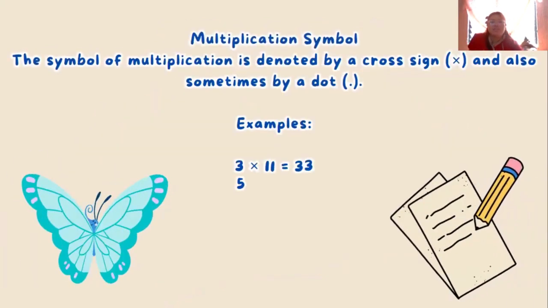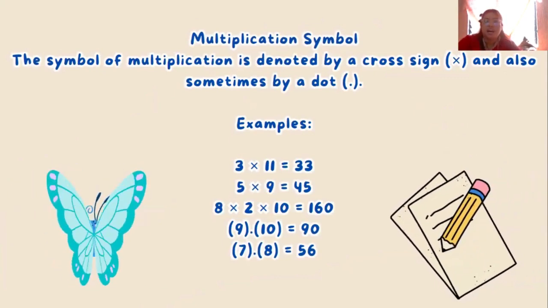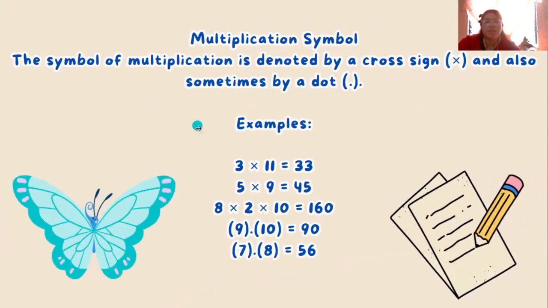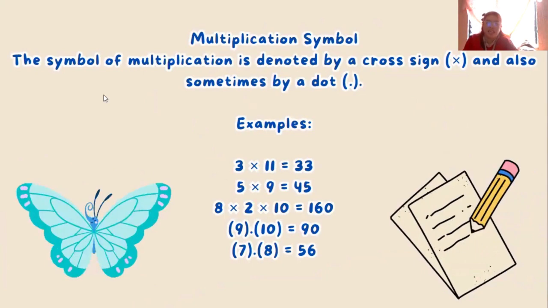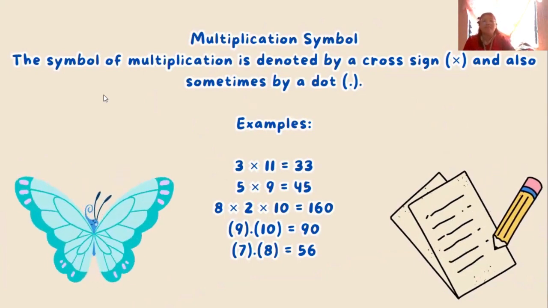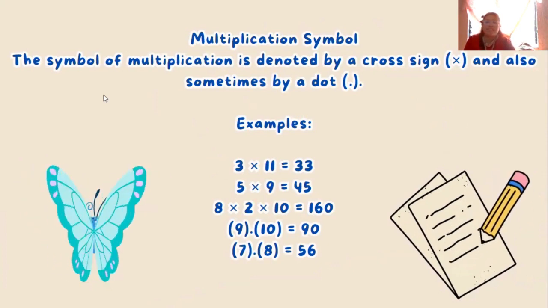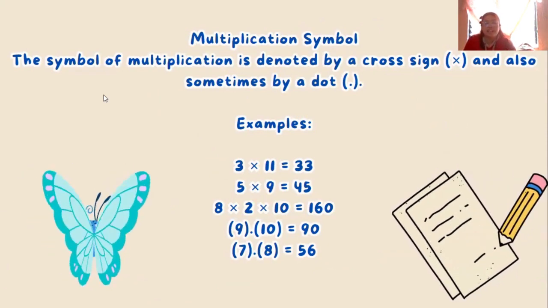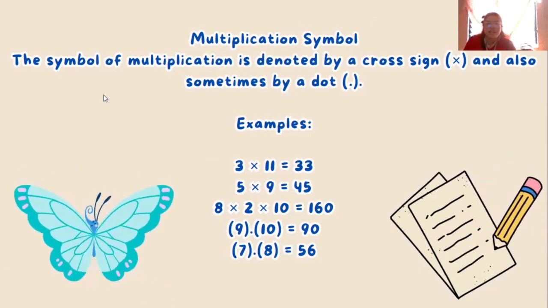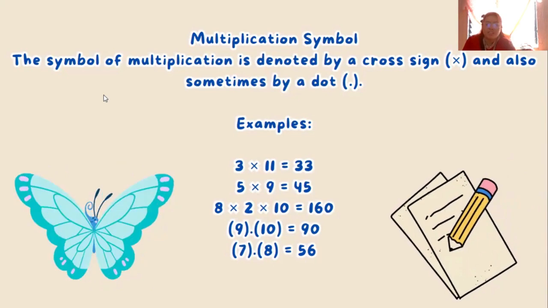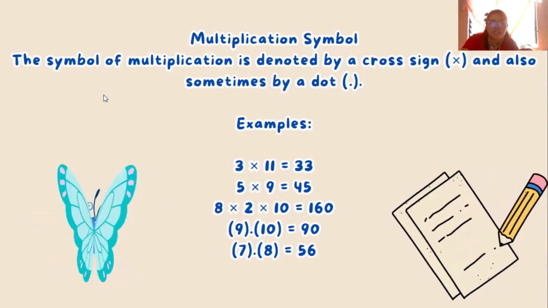Now, multiplication symbol. The symbol of multiplication is denoted by a process of multiplying, di ba? And then it is denoted by a cross sign, yung X, and also sometimes by a dot or a pair of parentheses. So, for example, we have 3 times 11 equals 33. 5 times 9 equals 45, and 8 times 2 times 10 is 160, and 9 times 10 equals 90, and 7 times 8 equals 56.